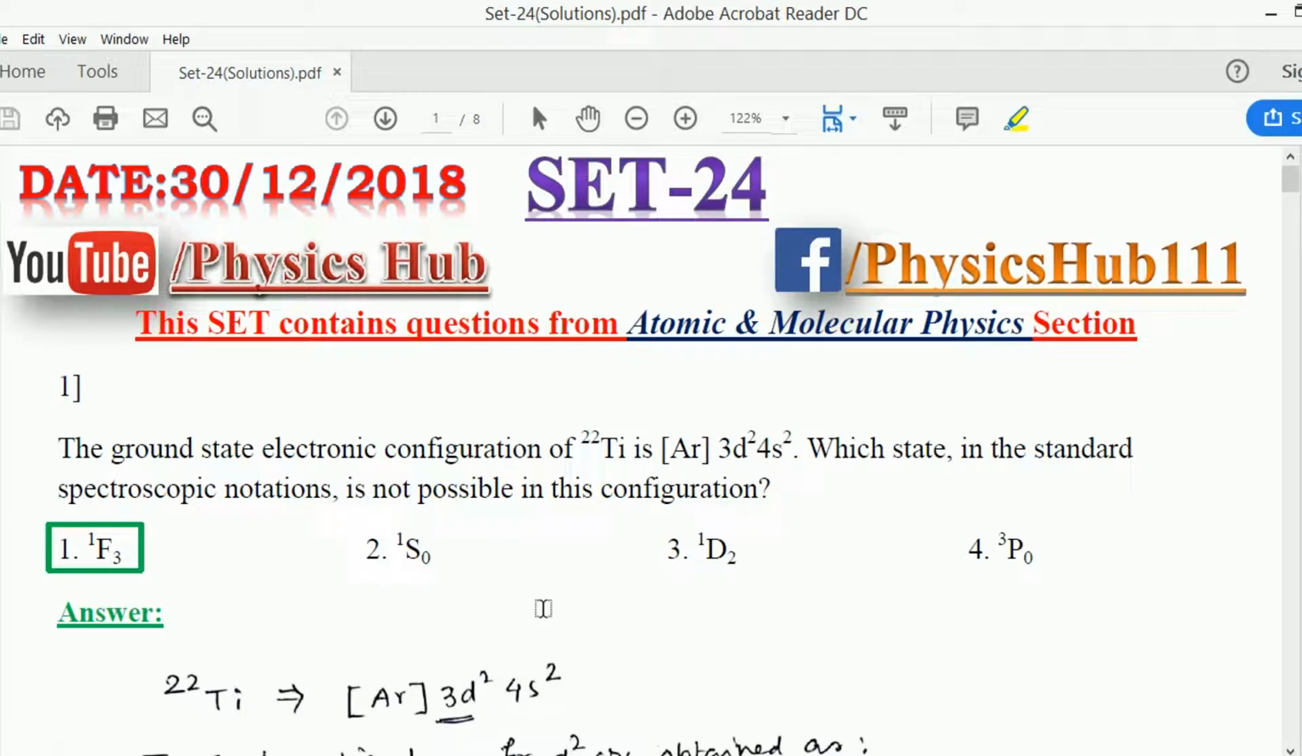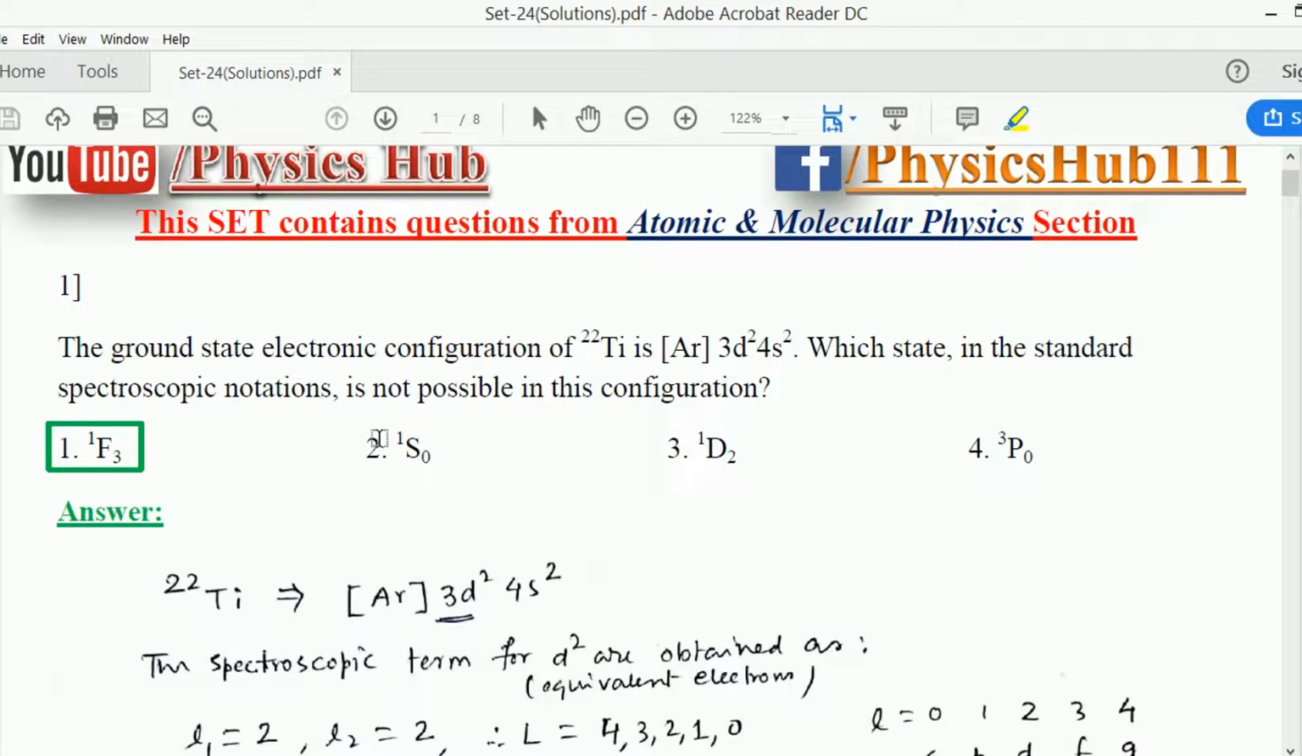So this is set 24, and this set contains questions from atomic and molecular physics, and we will be discussing the questions and their solutions one by one. The first question reads: the ground state electronic configuration of 22 titanium is argon 3d2 4s2. Which state in the standard spectroscopic notation is not possible in this configuration?